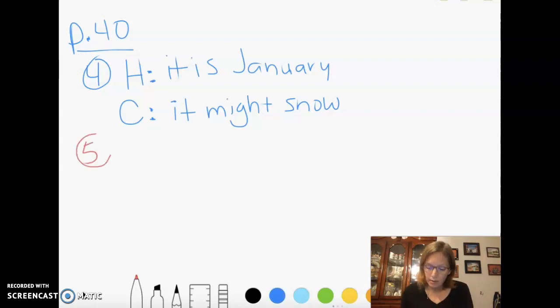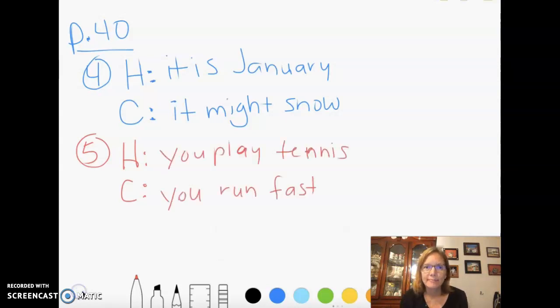Okay. Number 5. If you play tennis, then you run fast. So the if, again, goes next to the H for hypothesis, and the then part of the sentence goes next to C for conclusion. Hypothesis for number 5, you play tennis. You run fast would be the conclusion.